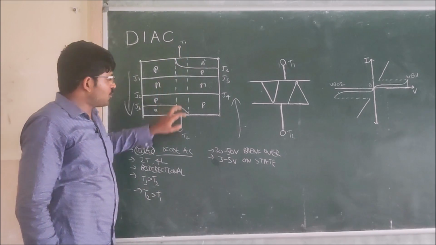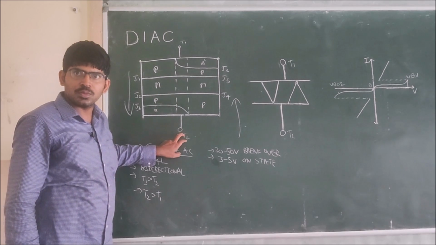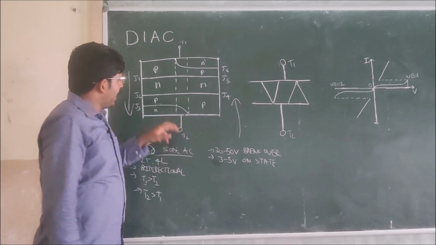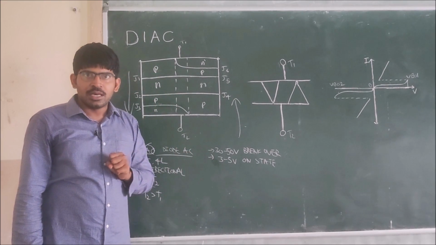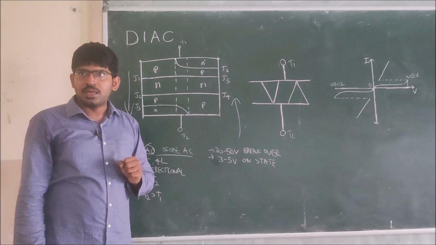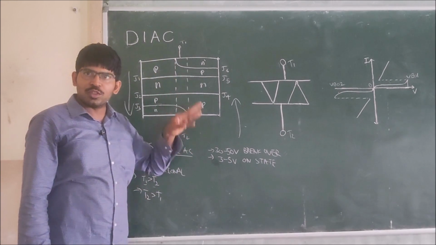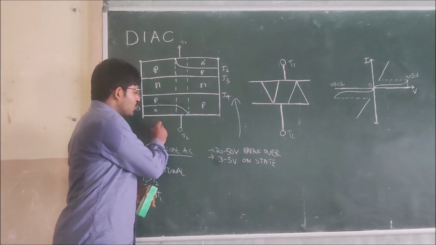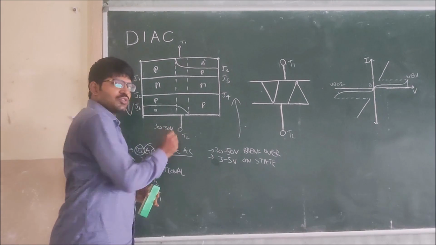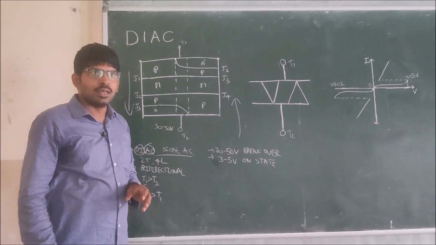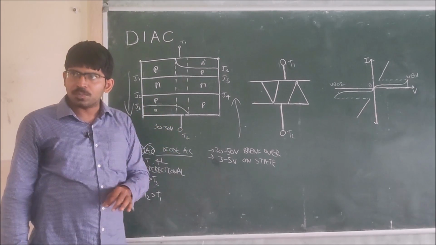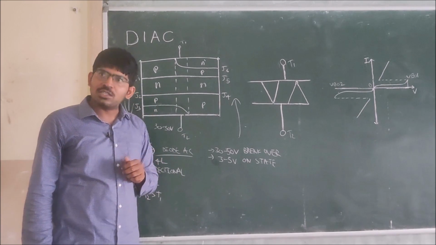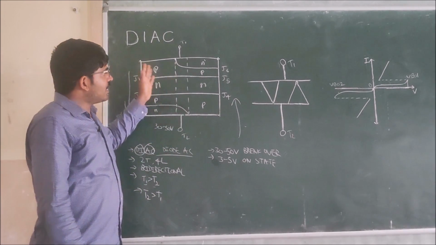When T1 is positive with respect to T2, the junctions J1 and J3 are forward biased and J2 is reverse biased. Still the diac is in off state. When we increase the voltage of T1 with respect to T2 more, at some point, that voltage might be 30 to 50 volts. That changes from one diac to another. So assume at 30 volts, this junction J2 breaks down because of avalanche breakdown, and then the diac conducts.